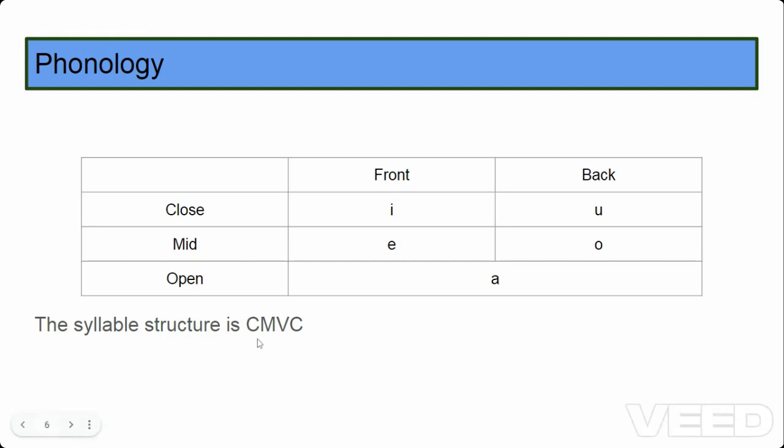The syllable structure is CMVC. This is a pretty good syllable structure, in my opinion, because this allows words to be easily recognizable from their source languages, but they're not too complex so that most speakers of different languages can still pronounce them.